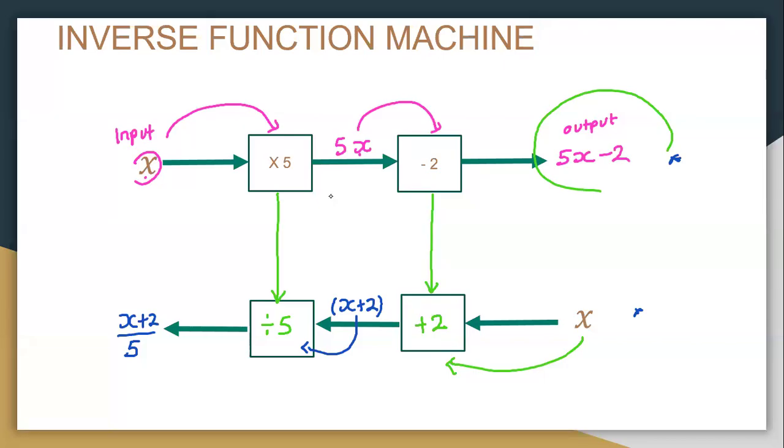Master, always when you are teaching, you said that the output of one function acts as the input of the other function. Also, I thought you are going to bring the 5x minus 2 into this machine which is down, but you only brought x. This is another machine.